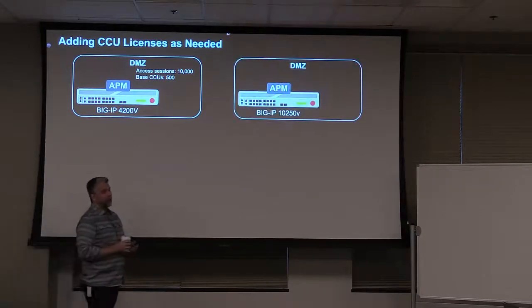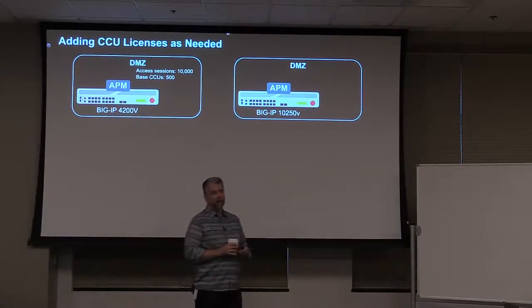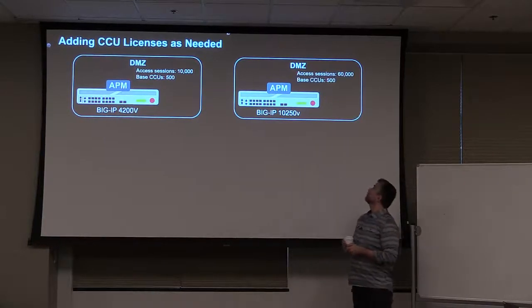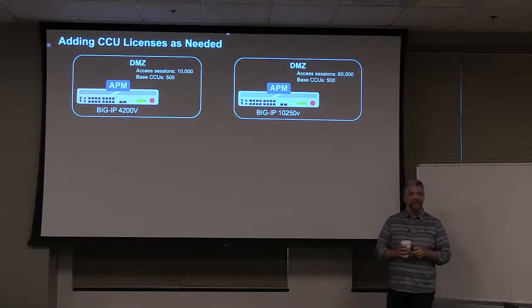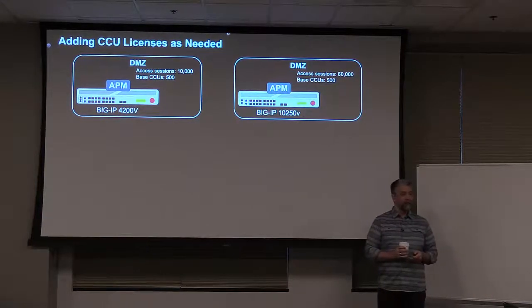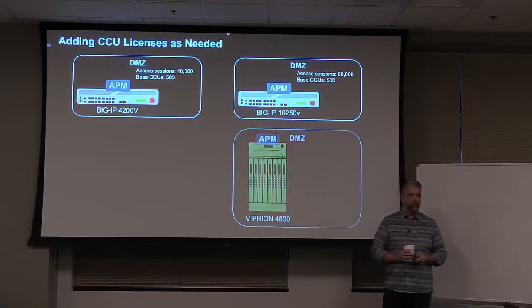This next customer, they're running a 10,000 series. Any guesses on what we can get through that device? 20,000? 60,000. So in this case, we give them 60,000 access sessions when they have APM provisioned. They still only get 500 free CCUs.